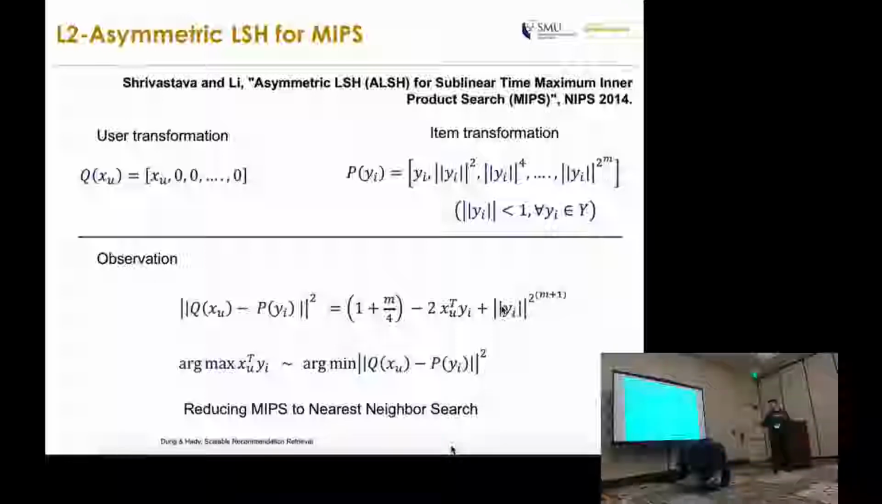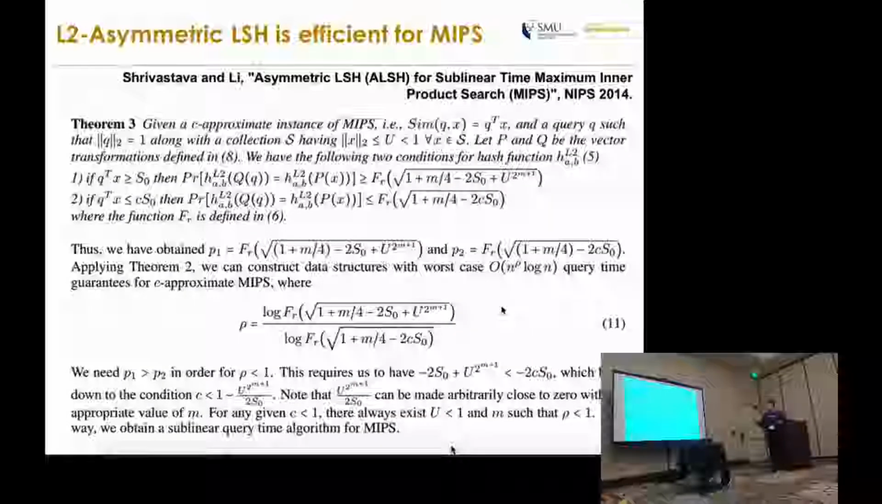Yeah, so then maximum inner product search has now become nearest neighbor search, which means you can use locality sensitive hashing that solves for L2 distance to solve maximum inner product search. So this is just to say that the newly defined locality sensitive hashing scheme is efficient to solve maximum inner product search in sublinear time, meaning that it's sublinear in the number of items.